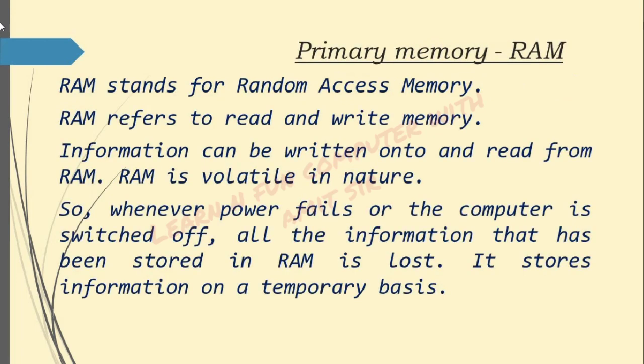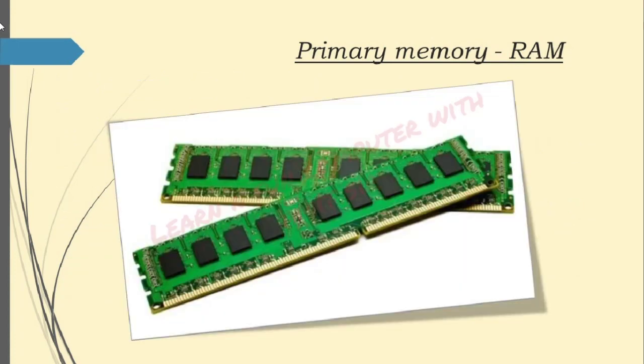Let's talk about what is RAM. RAM stands for Random Access Memory. It is referred to as read and write memory. That means the information can be written onto and read from the RAM. RAM is generally volatile in nature. That means whenever the power fails or the computer is switched off, all the information or the instructions that have been stored in RAM are lost. So, the information stored in RAM is on a temporary basis. Look at the picture of RAM.